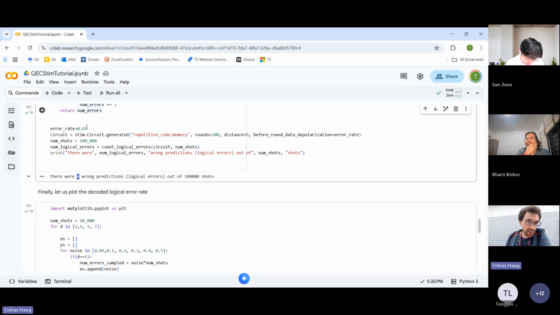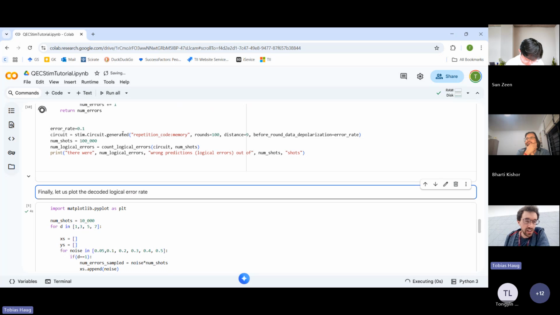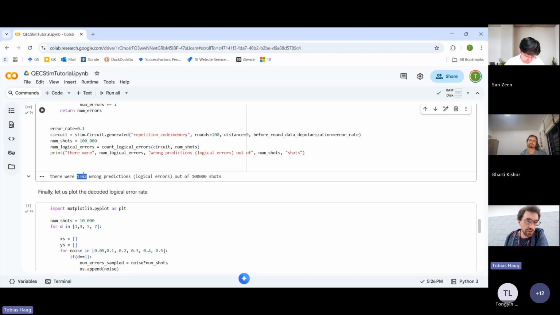Okay, and as a final step, you can also play around with the error rate. The error rate so far was 0.001, and we can increase it to 0.1. As you will see, this will increase the number of logical errors where the decoder makes a mistake. You can see now we have 1,342 wrong predictions, right? So the decoder was wrong far more often because the error was stronger. So decoding became more difficult.